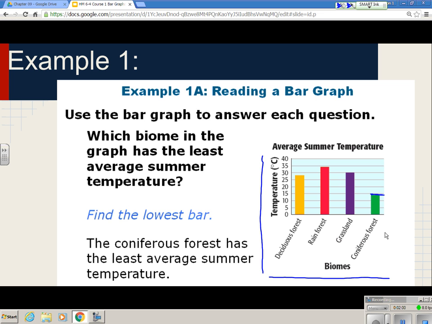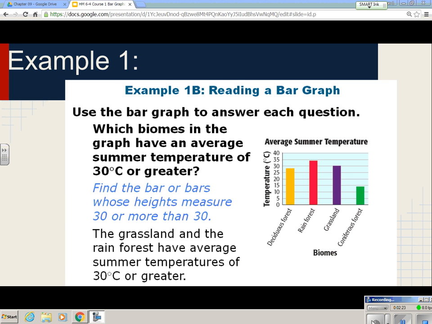Now the one thing I do want you to notice is we do have the titles for the x and y axis. And the one thing you'll notice with the y-axis, you have temperatures, and it says degrees Celsius next to it. Remember, if you write degrees Celsius in the title, you don't have to put it with every single number. So have this example written down before moving on.